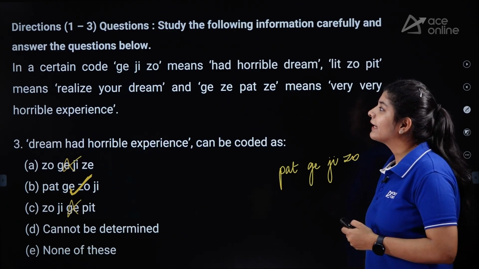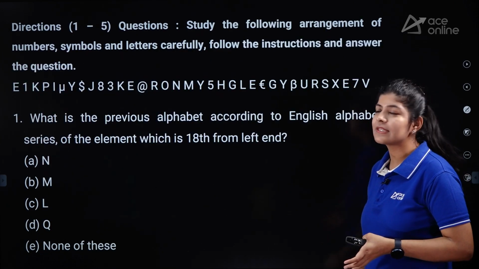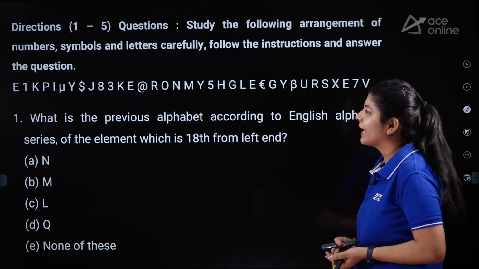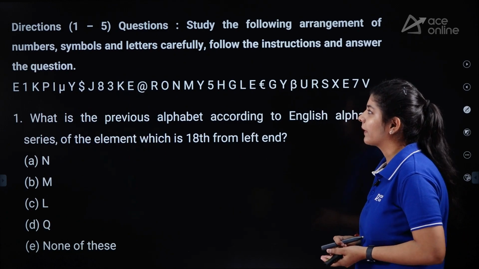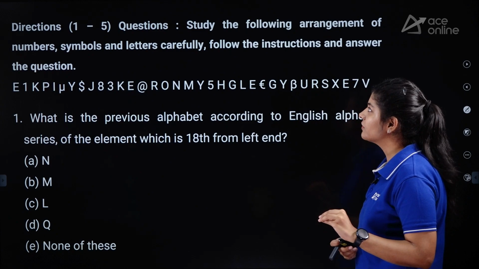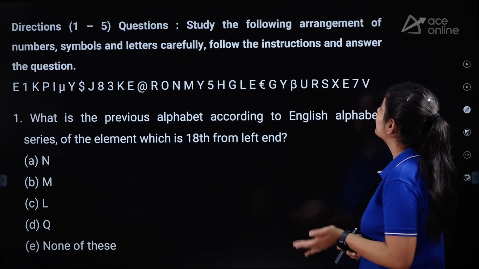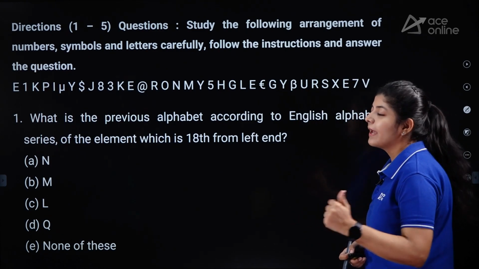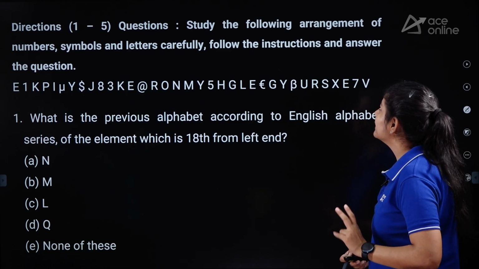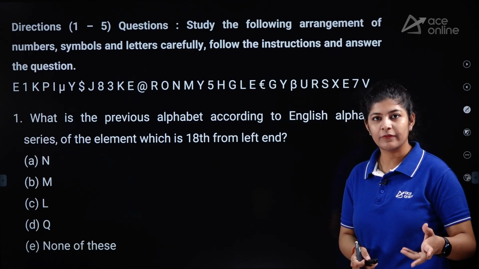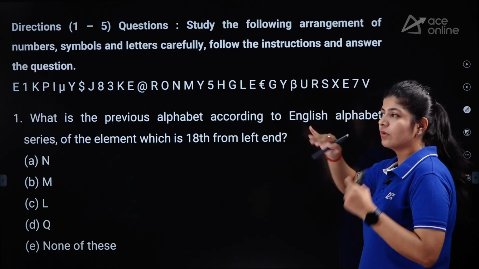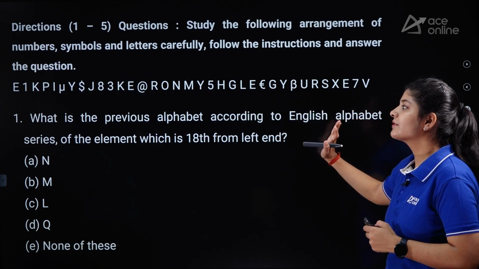The next topic that we are having in this one is some alphanumeric type of problems, miscellaneous type of problems. Okay. So for this we are having 5 questions, and what we have to do is study the following arrangement of numbers, symbols and letters carefully. Follow the instruction and answer the question. We have to follow the given instruction that we are having, and answer accordingly. So basically this is your first question.